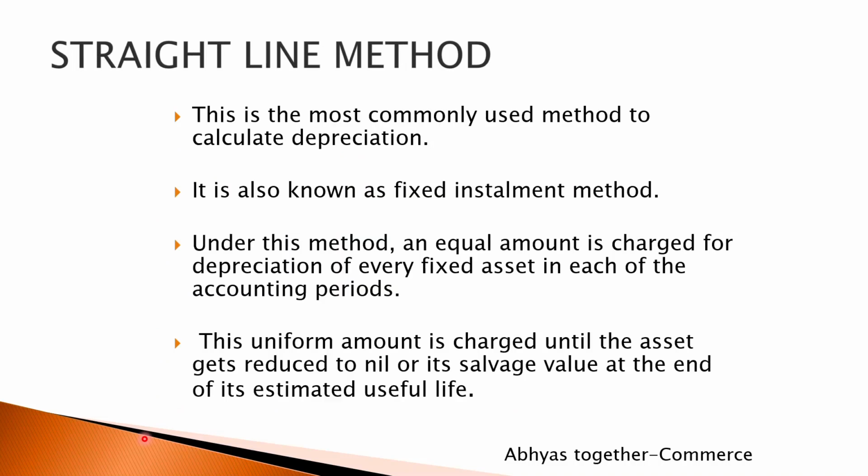Then what is the straight line method? It is also called the fixed installment method. This is the most commonly used method and it is very simple and easy to calculate. Every year an equal amount of depreciation is deducted from the value of the asset. Then this uniform amount will be charged till the asset's value becomes nil. That means the value of the asset becomes zero. Till it becomes zero, we generally charge depreciation under this method.